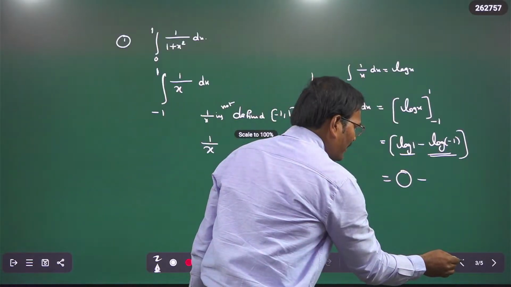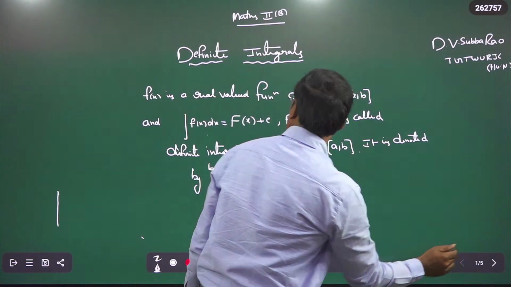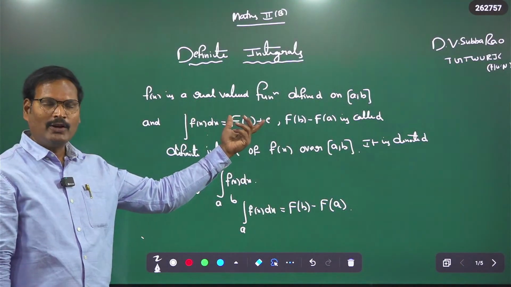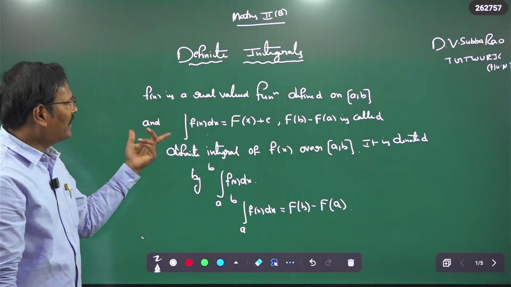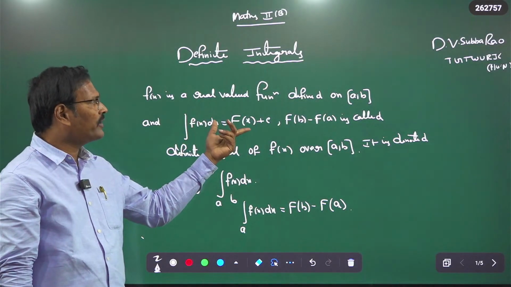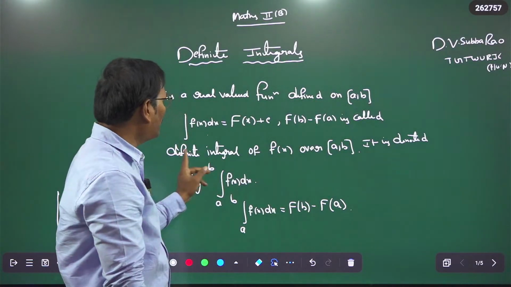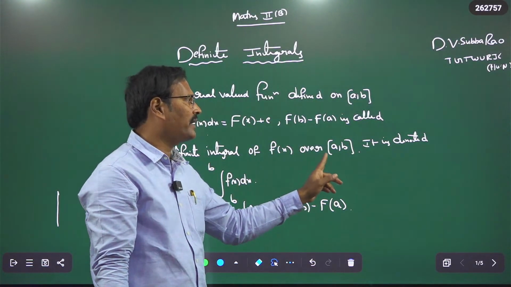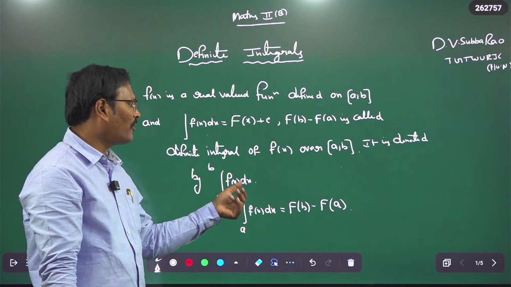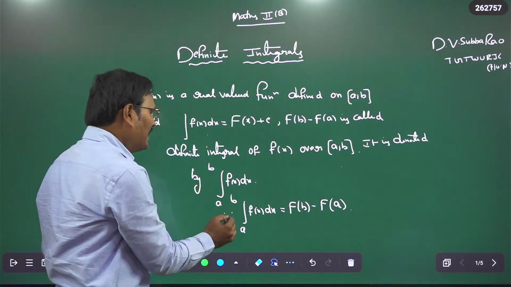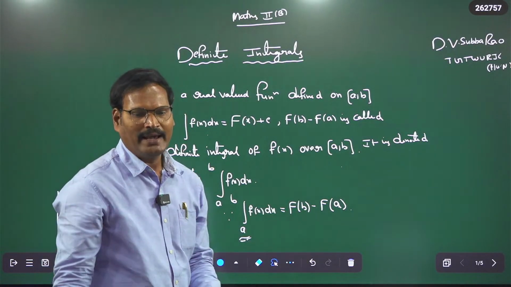Okay. So I will recall the definite integral once. f of x is a real valued function which is defined on the closed interval a comma b, and integral f of x dx is equal to capital F of x plus c. So f of b minus f of a is called the definite integral of f of x over the interval a comma b. It is denoted by integral a to b f of x dx. So from this we can write integral a to b f of x dx is equal to f of b minus f of a.